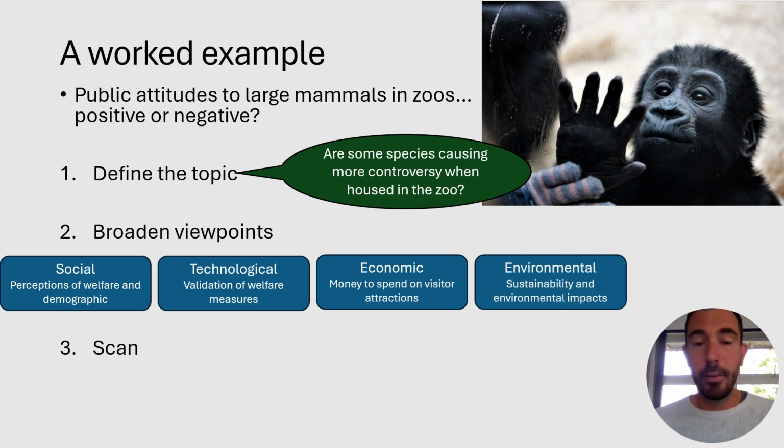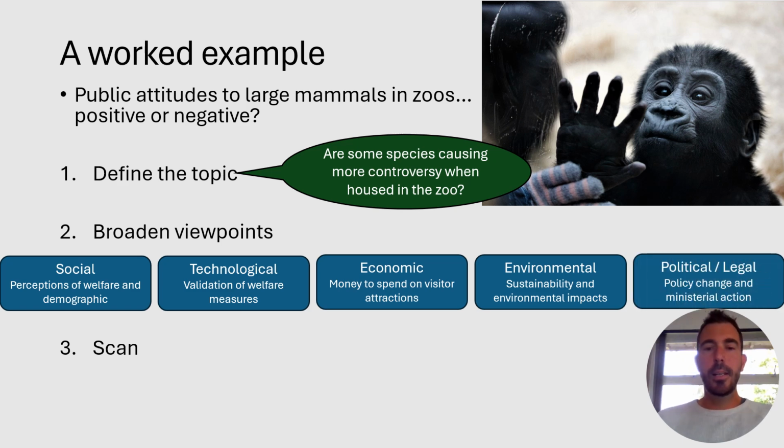Let's think about the environment. Can we be sustainable with the populations that we keep? Do we have massive infrastructure spends on keeping some of these species? And is that infrastructure and environmental impact outweighed by the conservation relevance?